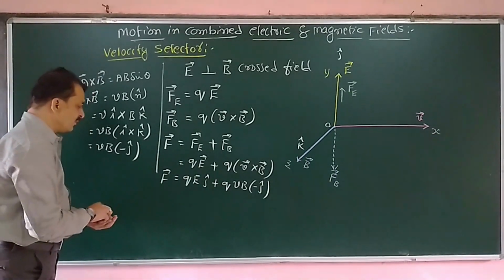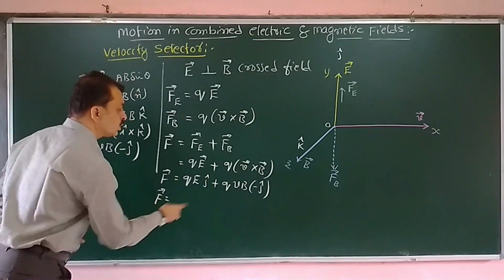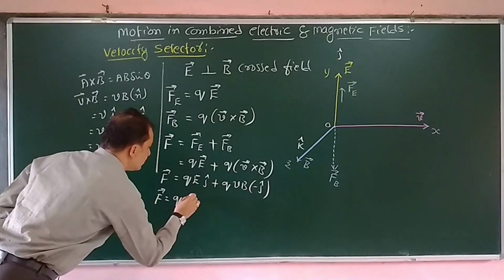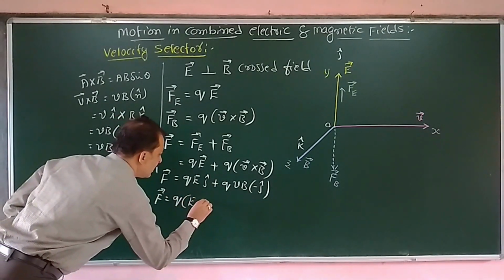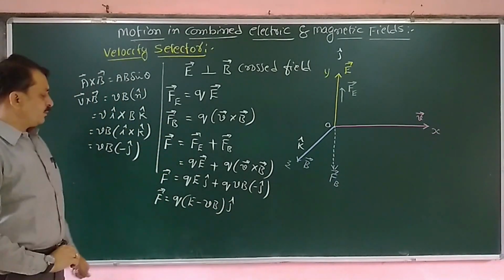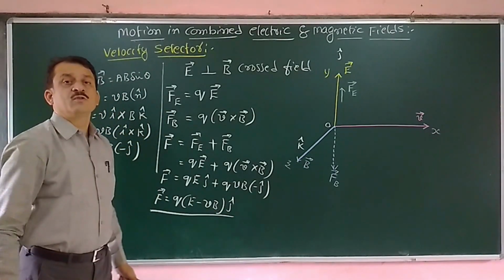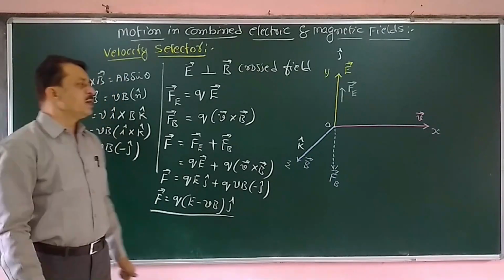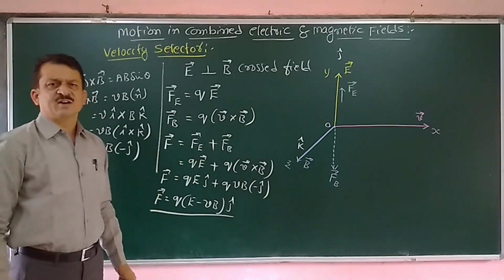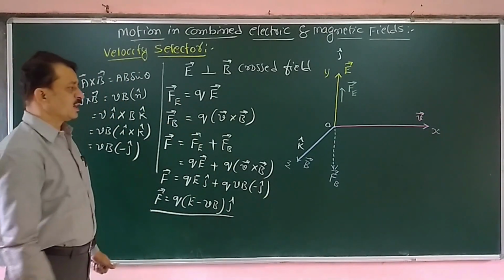Clear? So if I further simplify this one, therefore F is equal to Q taken outside, into both are unit vector j, therefore E minus VB into j cap. This is the total force or the net force experienced by the charged particle moving in the presence of both electric field vector and the magnetic field vector.